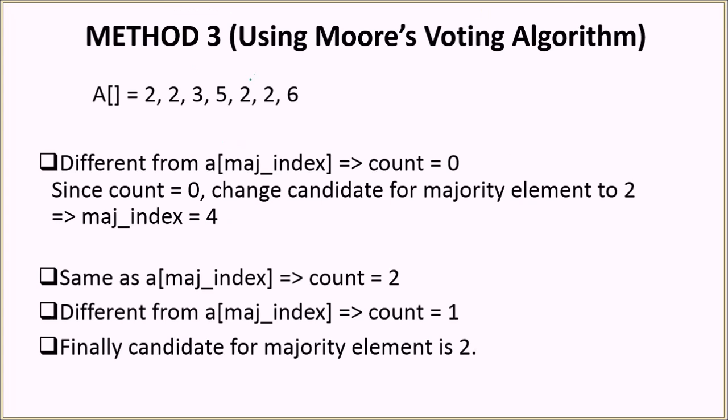Now we will process 2 here. This is different than 5, so we decrease the count to 0. Since count has become 0, we again change the majority element to 2. So this becomes the candidate, and the majority index becomes 4. Now we process this 2 here. This is the same as the candidate for the majority element, so the count becomes 2. Then we process 6 here. This is different, so the count becomes 1. In the end, we are left with the candidate for majority element, which is 2.